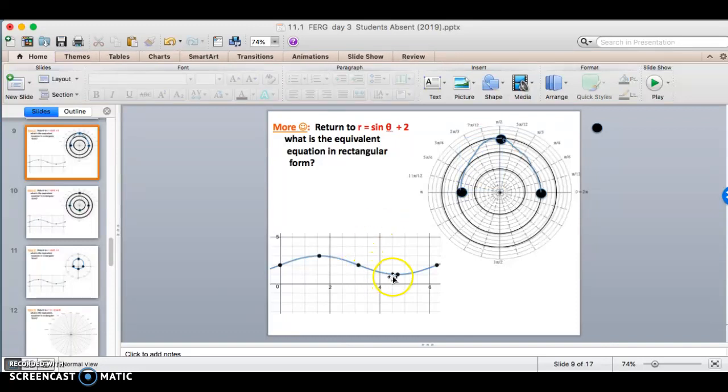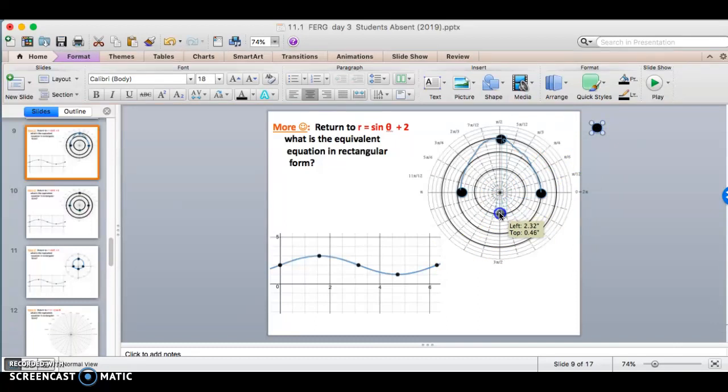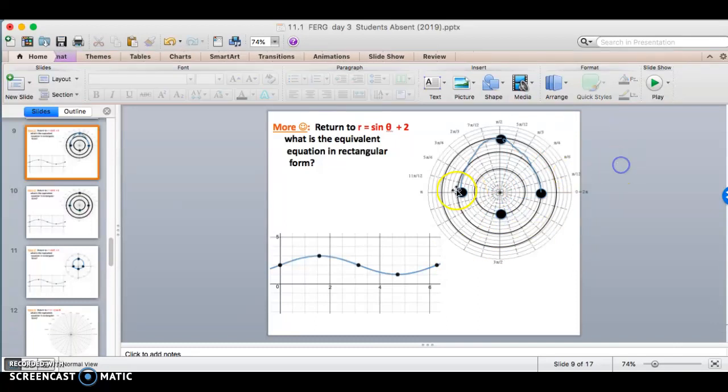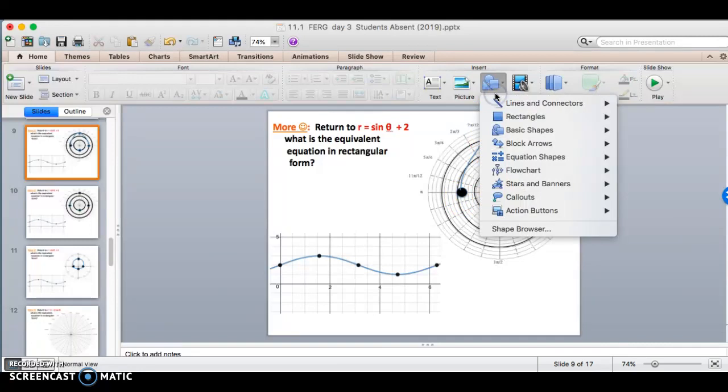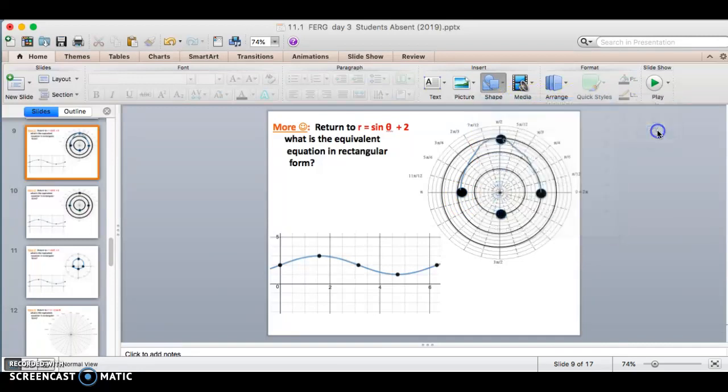Then our minimum value is at 3 pi over 2, with a radius of 1. So here's 3 pi over 2 and 1. Let's put that last point right in there, and then connect this. The radius is getting smaller from pi to 3 pi over 2. In this region, our radius is getting smaller, that's the measure of my radius. So let's get our line connector and connect this from here to here.